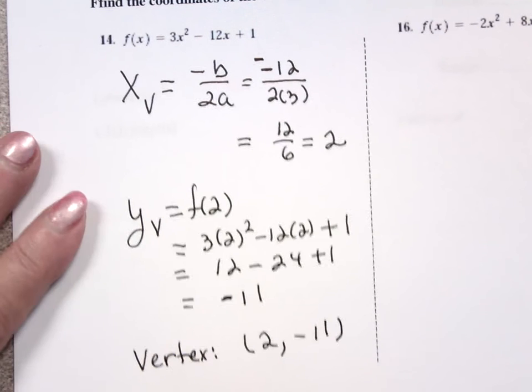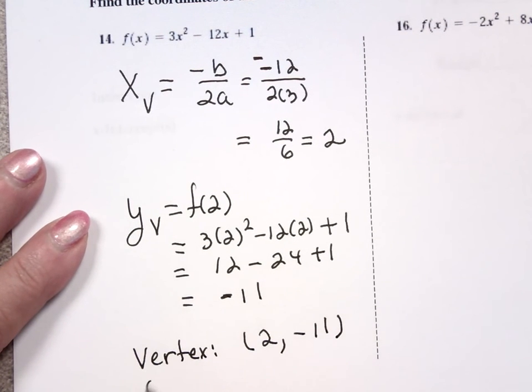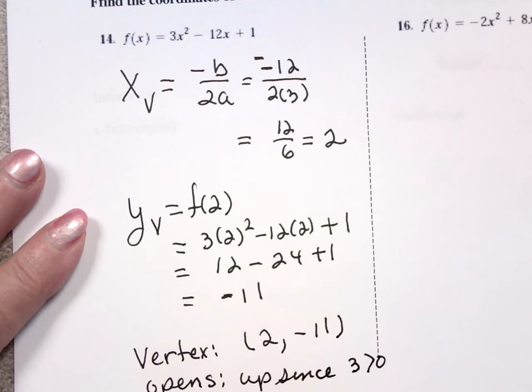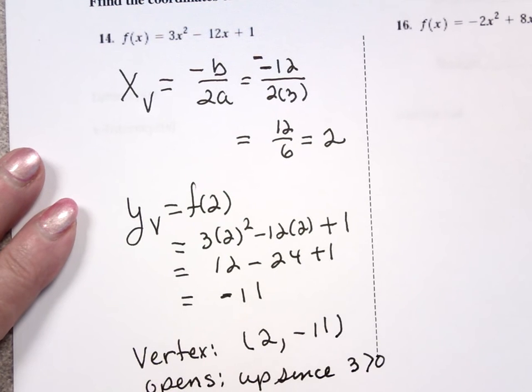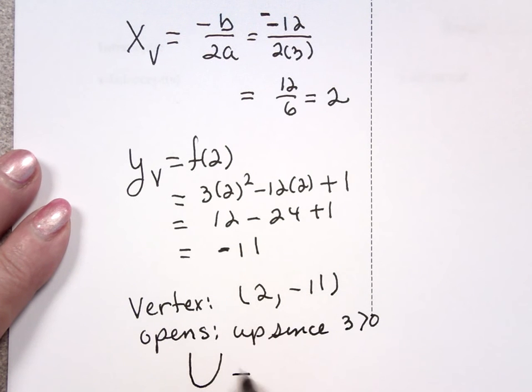Now, does he have a maximum or a minimum? By the way, how does he open? He opens up, since 3 is a positive number, since a is positive. So if he opens up, that's what I think in my head when I look at that. So does he have a maximum or a minimum? A minimum.